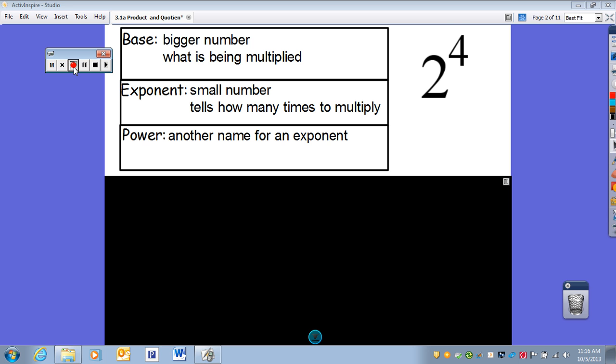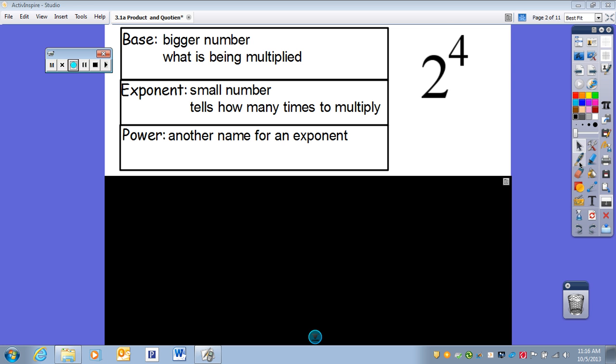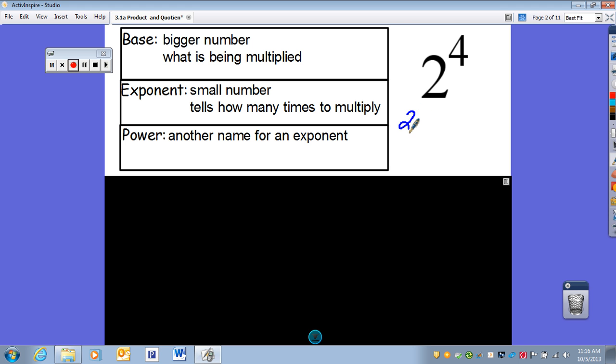As a quick review, for exponents, remember that the larger number is called the base, and that is what is being multiplied. The smaller raised number tells how many times you are going to multiply the base together, and another name for an exponent is a power. So if we look at the example that we have right here, which is 2 to the 4th power, remember the 4 tells us that we're multiplying the 2 times itself 4 times, and that would be the way that we would expand 2 to the 4th power or write it as repeated multiplication.